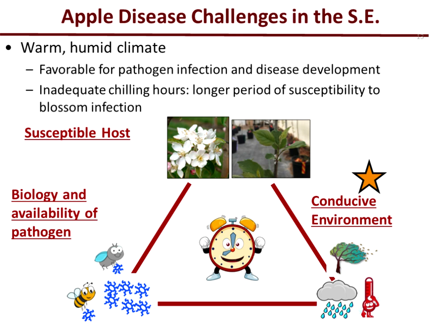Okay? Of course, we also need the availability of the pathogen, and to the right there, we need a conducive environment for disease. So really, especially up here in the mountains, with warm, humid temperatures, and even the wind that we get to move spores around, it really presents a challenge for disease management here in North Carolina on apples.